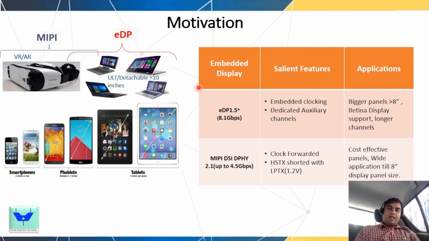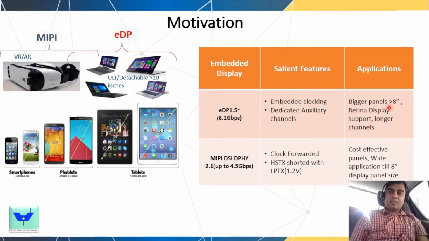Before we go to that, I want to spend some time on the differences between these interfaces. The embedded display, EDP 1.5, can support up to 8.1 Gbps, and the salient features are that it has embedded clocking and dedicated sideband channels for sideband communications. The major applications are for supporting more than 8-inch of channel. It supports a retina display, and also longer channels, maybe with higher insertion loss.